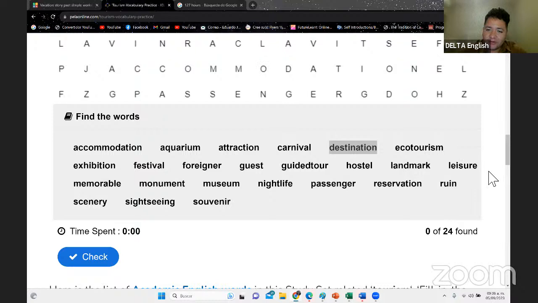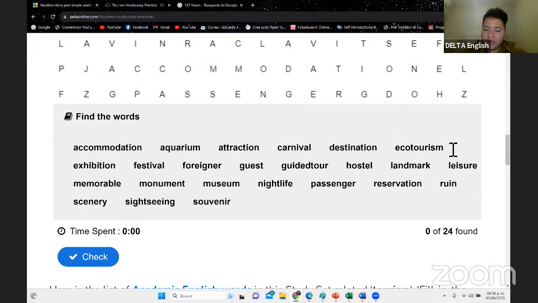Okay. Now, we have this one, it's ecotourism. Do you like ecotourism?